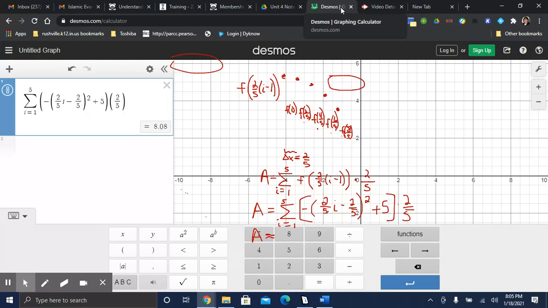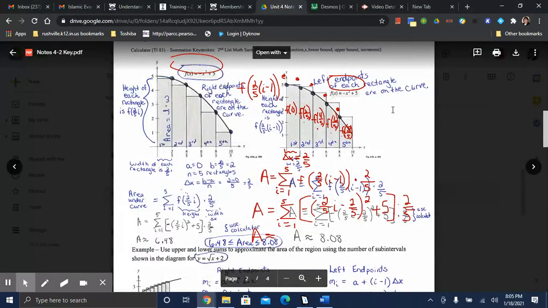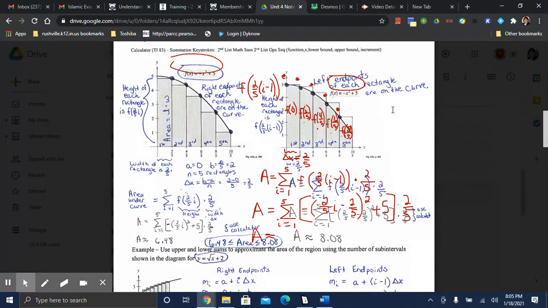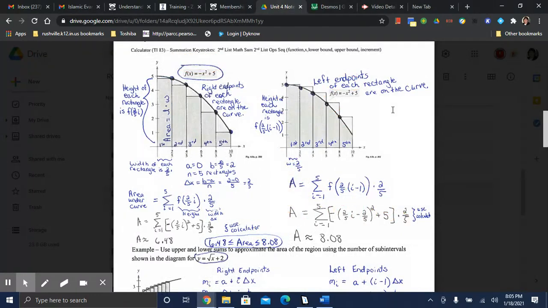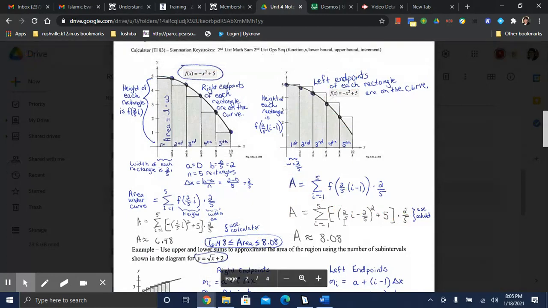And so now I'm going to switch back to my completed notes, because I'd like for you to see. I'm going to get rid of my ink on here. I wanted you to see that second estimate giving me 8.08. So I now have what we would call a lower sum, a lower estimate. I have an upper sum, an upper estimate, and the actual area is between those two estimates.